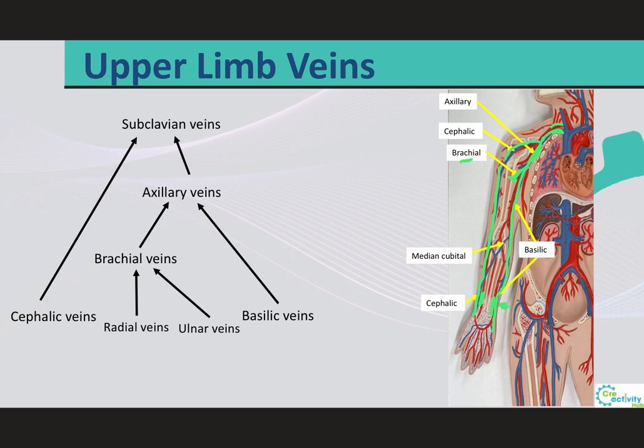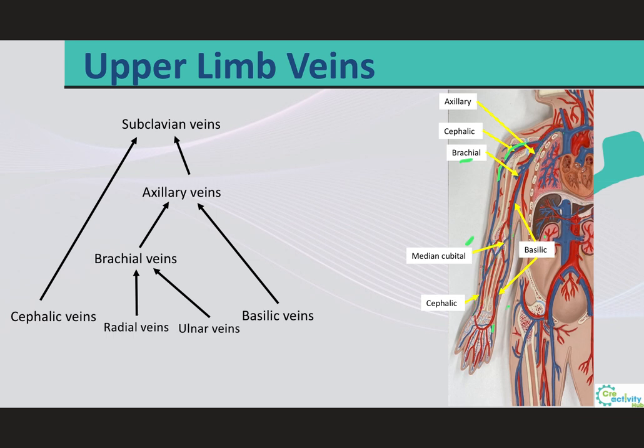And then the cephalic vein will communicate with the basilic vein through the median cubital vein, which runs right over here in the cubital fossa as well. Therefore, we can say that both the brachial artery will split at the cubital fossa and the median cubital will run from the cephalic into the basilic also at the cubital fossa.